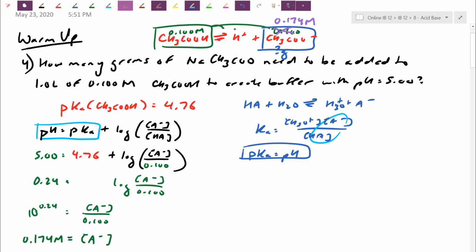Now the pH would actually be 5. At this point, we're basically done. The acetate concentration needs to be 0.174. The acetate came from sodium acetate. I can show you the step here.